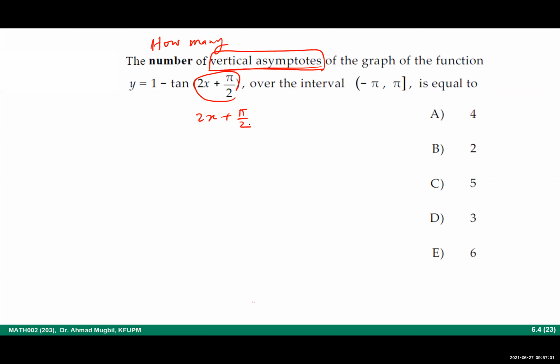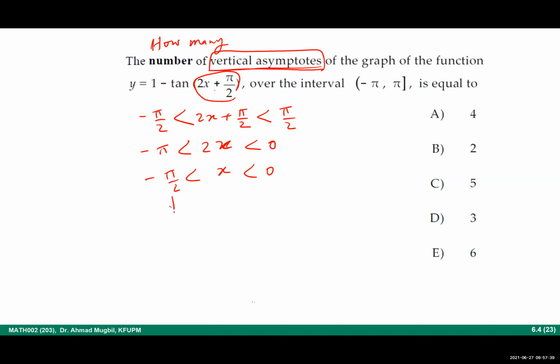So the first method: sketch the graph, but no need to do the reflection, no need to do the vertical shift, because we are talking about the vertical asymptotes, which will be the same. This is tangent, so we will put the argument between negative pi over 2 and pi over 2. Then we solve for x. So this will be 2x. Here we will have 0. Here we will have negative pi. Divide by 2. You will have 0 and negative pi over 2.